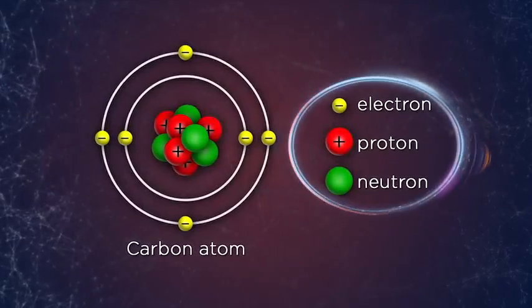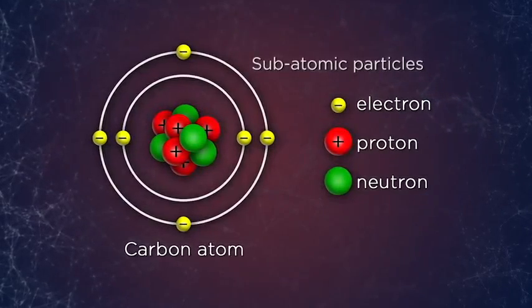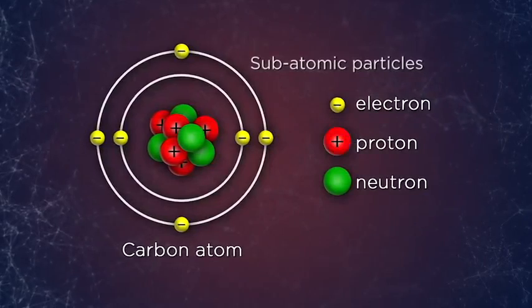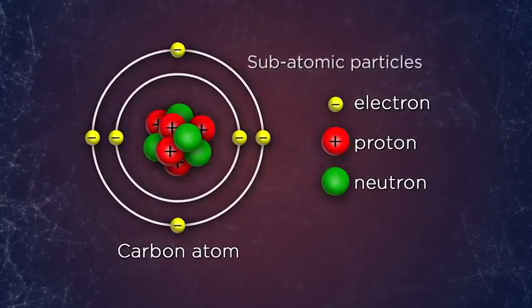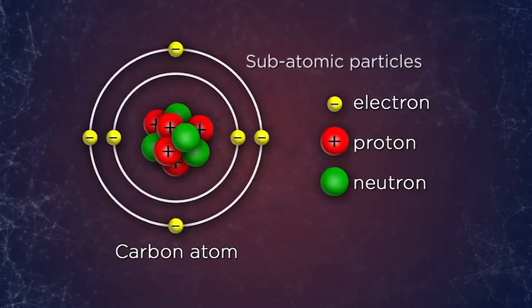If they can be split into other smaller atoms, then they must be made of even smaller pieces of matter than atoms themselves. And in fact, they are. Atoms are comprised of just three types of particles called subatomic particles. Positively charged protons, negatively charged electrons, and neutrons, which have no charge at all.